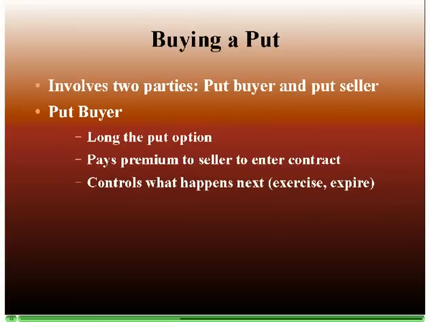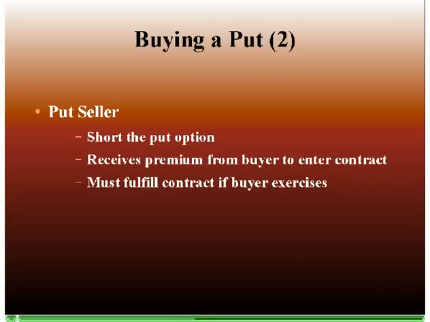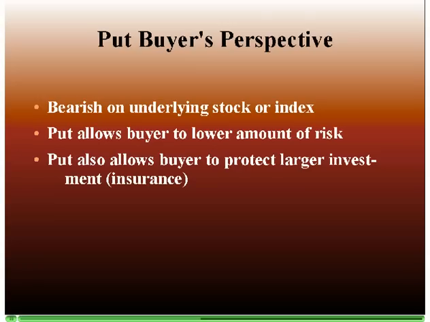Now let's look at buying a put. Again, the process involves two parties, the put buyer and the put seller. The put buyer is long the put option. He pays the premium to the seller and controls what happens next. He can either exercise the option, selling the underlying at the strike price, or allow the option to expire. The put seller is short the put option. She receives a premium from the buyer. She must fulfill the contract if the buyer decides to exercise. So why buy a put?